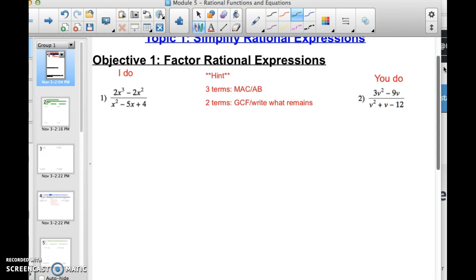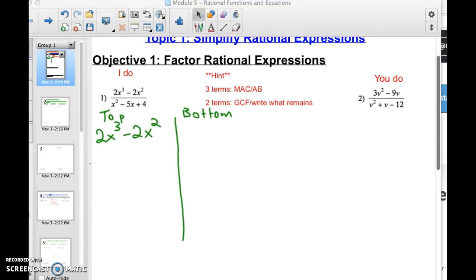If you notice, the top has 2 terms, so if I'm going to factor out the top, I'll rewrite it down here. I rewrote the top as 2x cubed minus 2x squared, right? I'm going to show how to factor this piece, and then I'm going to show how to factor the bottom piece in just a little bit. This should be a review, so I'm going to go a little bit quicker on the strategies themselves.